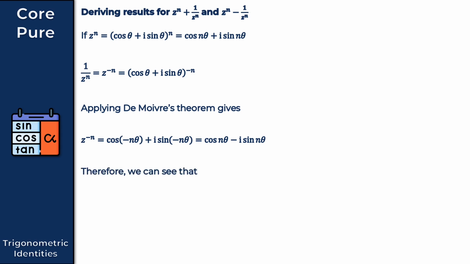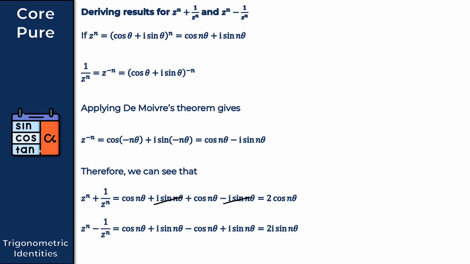So therefore, we can see then that z to the n plus 1 over z to the n is just equal to the following here. So we have z to the n then, as we can see here, right, cos n theta plus i sin n theta. And we also have 1 over z to the n, so that's just this result here. So once we add those together, what's going to happen here is this i sin n theta will cancel with this minus i sin n theta here. And what that leaves us with then is cos n theta plus cos n theta. And once we simplify those, we obtain 2 cos n theta.